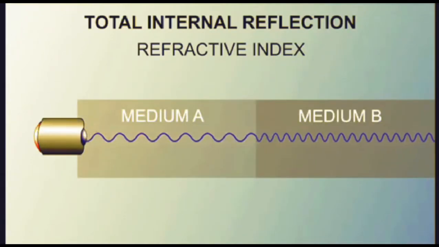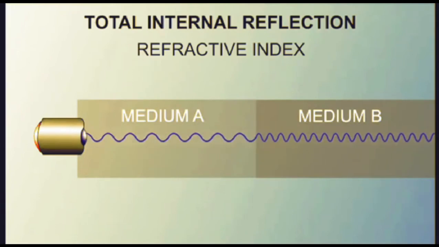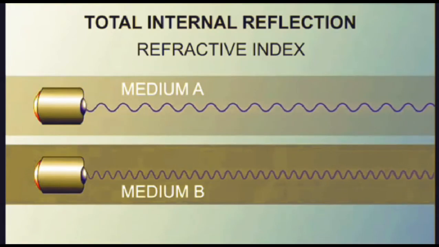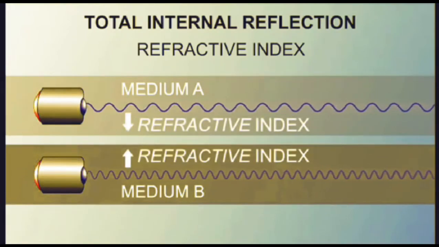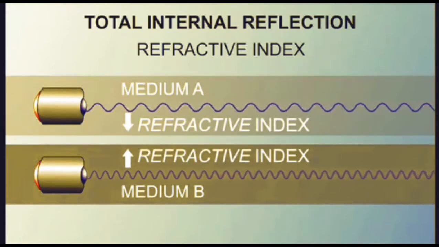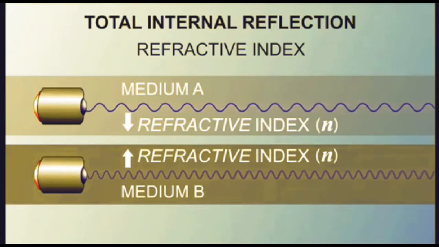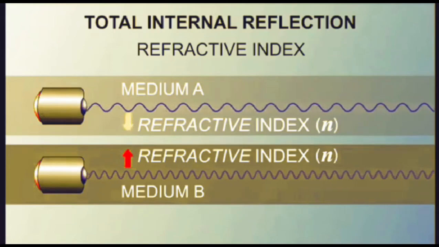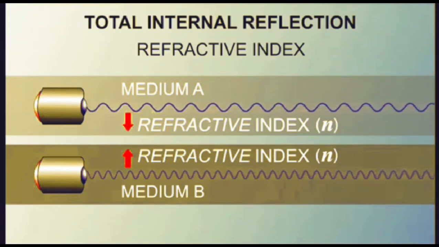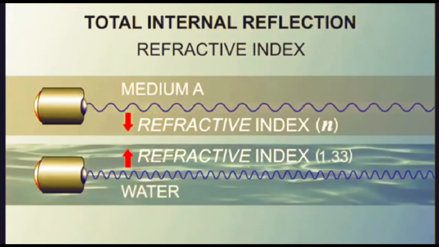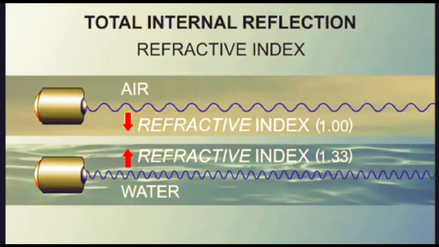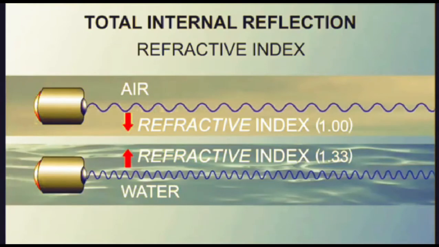The speed of light waves changes depending upon the medium through which it passes. Medium A and medium B each have a different refractive index designated by a lowercase n. Medium B, with a slower moving light wave, has a higher refractive index than medium A. For example, water has a higher refractive index than air. A wave propagating through water will travel at a slower speed than the same wave in air.